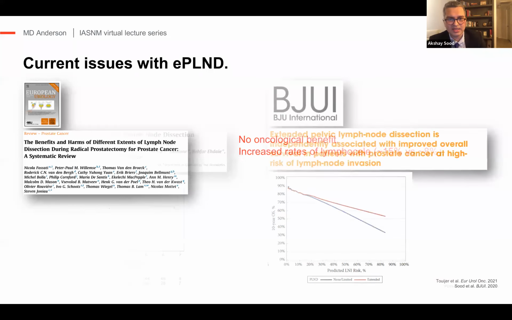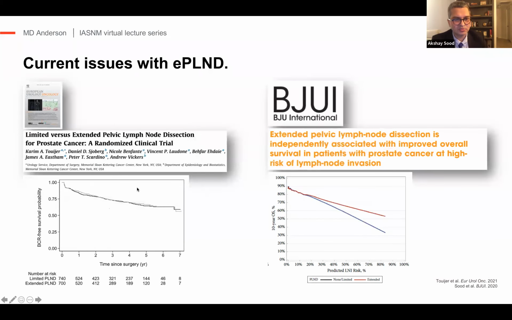And on top of that, there was a randomized trial recently conducted at MSKCC trying to answer this question: should we be performing extended lymph node dissection in patients with intermediate or high-risk prostate cancer, versus just performing limited pelvic lymph node dissection? As you can see, their endpoint was biochemical failure-free survival, and they saw absolutely no benefit. But they were looking at intermediate and high-risk patients.